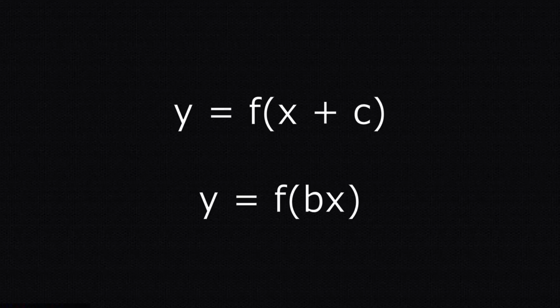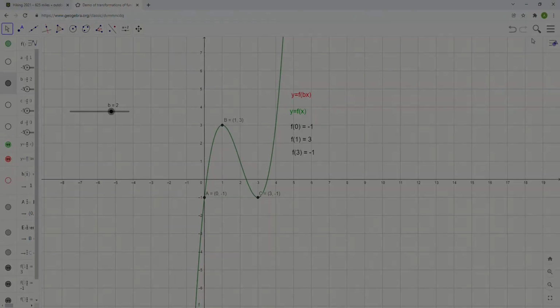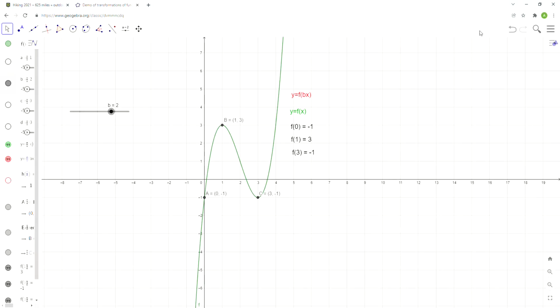So we've had a look at the graph of the function y equals f of x plus c. Let's think now about the graph of the function y equals f of b times x and see what happens to that. Here's our original graph, the graph of y equals f of x. And this point here tells us that f of 1 is 3. So let's make use of that information. We know that f of 1 is 3. So this peak is going to occur when we put 1 into the function.